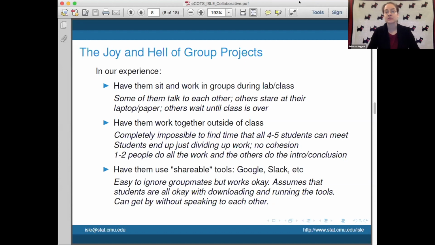It also assumes that the students are all okay with downloading and running the tools, that they are comfortable with Slack, that they have the infrastructure, and that their laptops or iPads or library computers that they're borrowing all can run all of these things. That makes us nervous quite a bit because we worry about it being exclusive to some people who don't have the infrastructure or the background to be able to support using all of these tools. Not everybody has access to like the Google Classroom or what have you. So we've been trying to work on this.